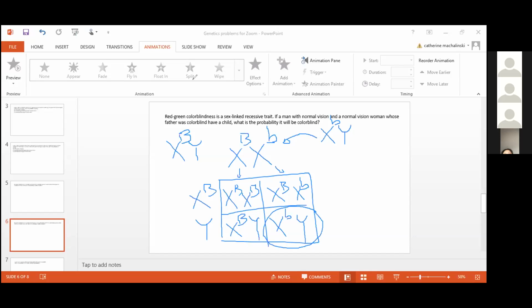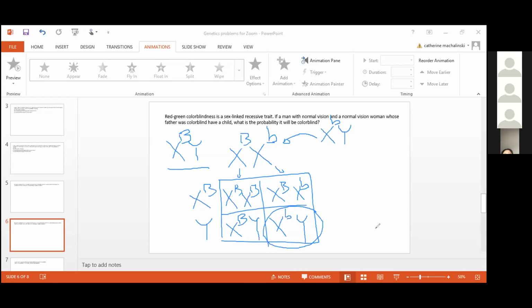So the one thing I do see in your chat answer is you have X big B Y, X big B Y, and that's not quite right. It's just X big B and Y. So males only have 1 X and 1 Y, and only the X has an allele.